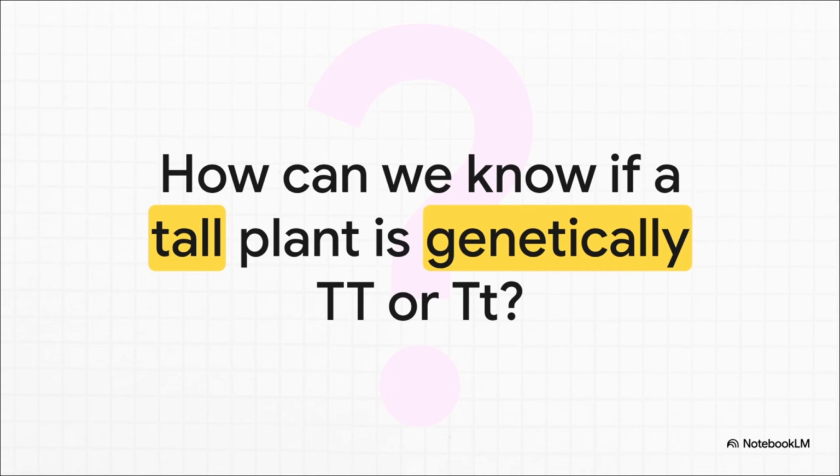Okay, so this brings up a really interesting problem, a bit of a mystery. If you're just looking at a tall pea plant, you know its phenotype is tall, but you have no idea what its genotype is. Is it homozygous dominant, TT, or is it heterozygous, Tt? They look exactly the same. So how in the world do we figure out what's hiding in its genes?